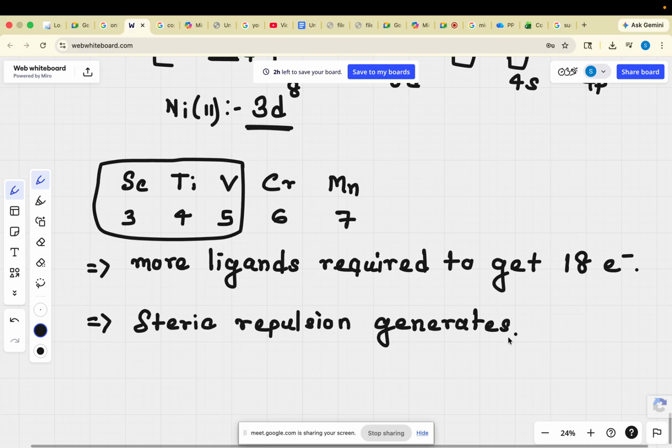So these are the two things you have to keep in mind. If you have a transition metal of the 3d series and they have only 3 4 5 electrons, more ligands are required to get this 18 electron compound. But once 7 ligands appear for a particular metal center, one thing also comes, that is your steric factor. So steric repulsion also generates there.